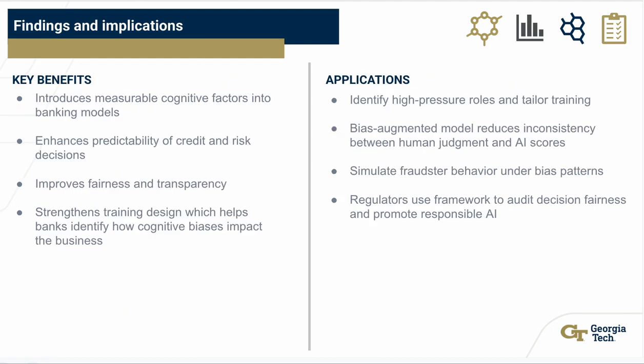In terms of the result, first of all, we have a couple of key benefits. It introduces a measurable way to measure cognitive factors in the banking models, and we enhance the predictability of credit and risk decisions. And by including all these variables, we improve fairness and transparency, and also we strengthen the training design that helps the bank to recognize how these biases could impact the business.